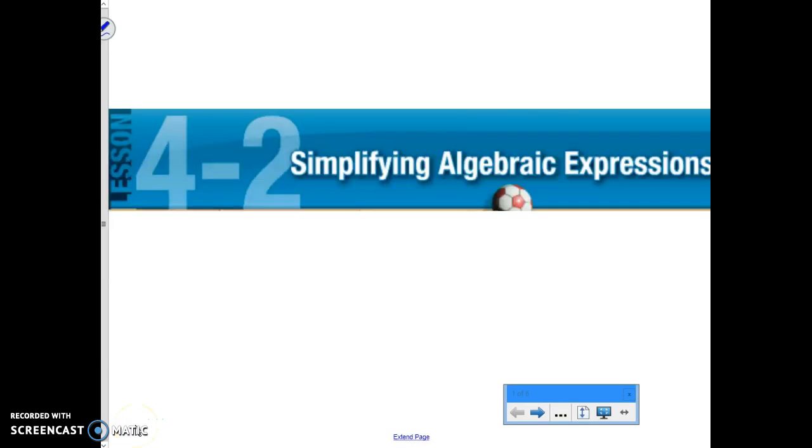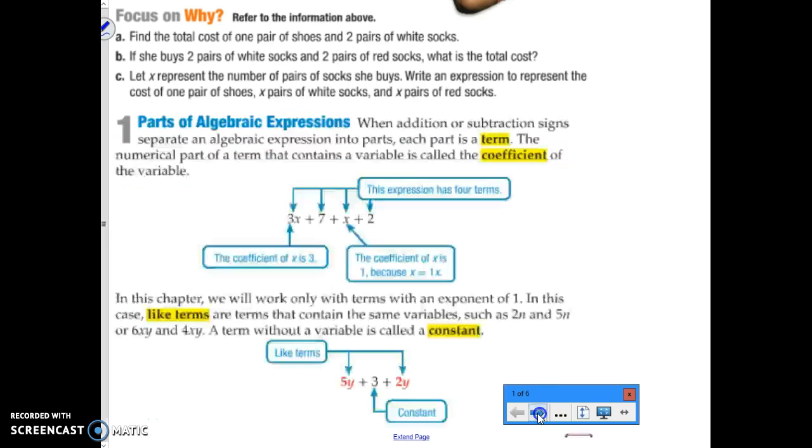Okay, today in pre-algebra we're talking about simplifying algebraic expressions. This is chapter 4, lesson 2. Up at the top here, I'm going to skip the top part and come right here to the first concept, parts of an algebraic expression.